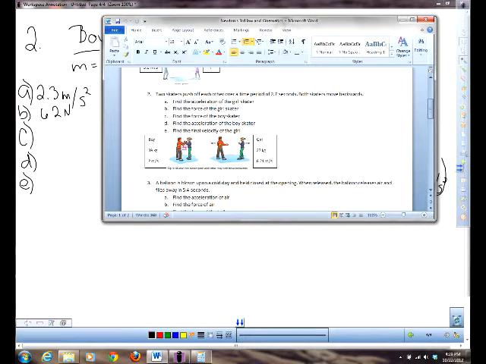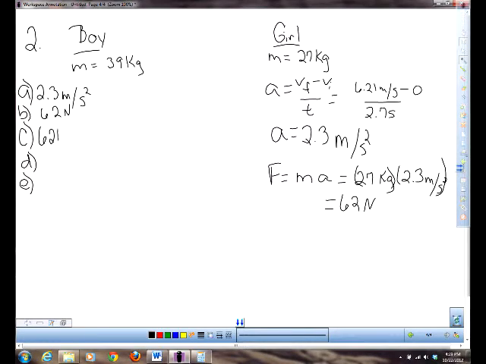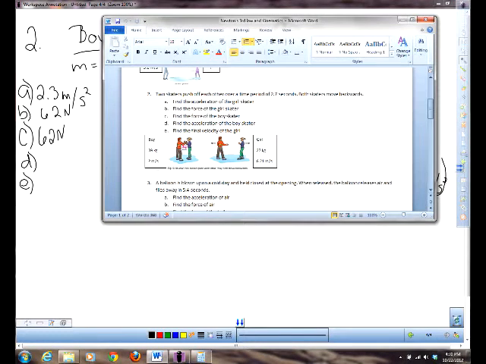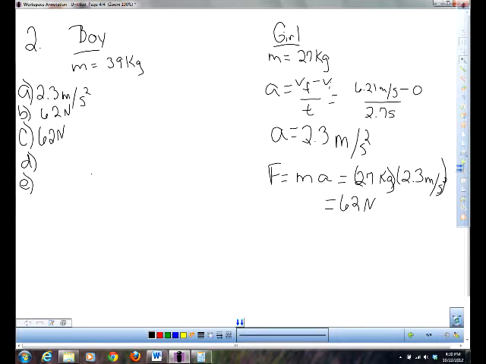C says find the force of the boy skater. Well, the boy skater has the same force, 62 newtons. Find the acceleration of the boy skater. Okay. So if his force, we can use force divided by mass. So his force is 62 newtons and his mass is 39 kilograms.